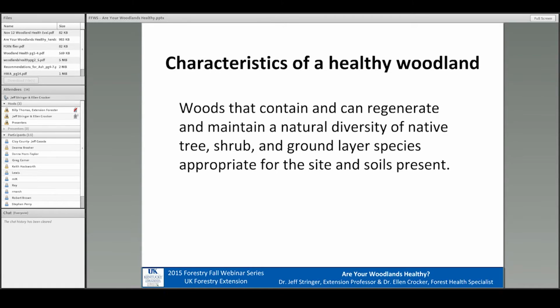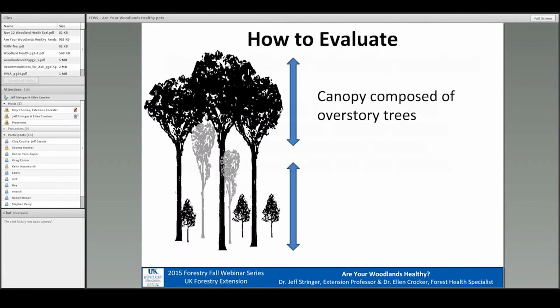Some woods can grow faster than others, in volume growth and size and diameter. Some soils will generate faster growth than others. Some site conditions, the top of the ridge is going to be slower than at the bottom, and that kind of thing. But if you can look at your woods and it contains and can regenerate natural diversity of native tree, shrub, and ground layer species that are appropriate for where it's at, then I would say your woods is healthy. So let's talk about how to evaluate things just for a minute.